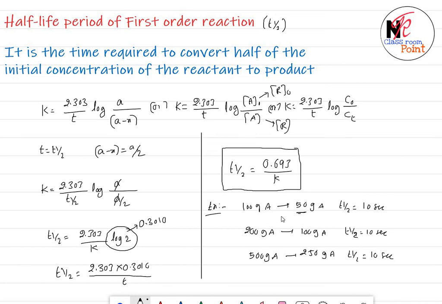But in a zero order reaction, T half is directly proportional to the initial concentration. There we discussed for zero order. So for such type of reactions, when the initial concentration increases, the T half value also increases. But in the case of the first order, it will not happen. This is about the half-life period of the first order reaction.